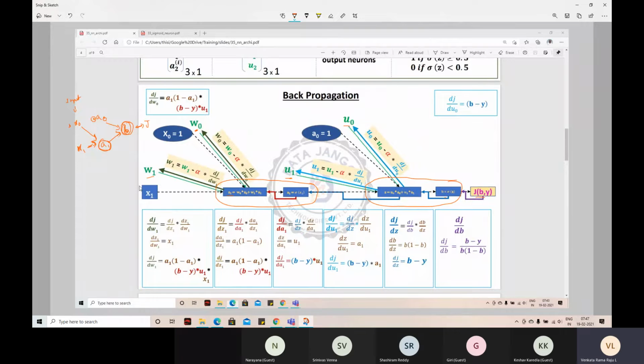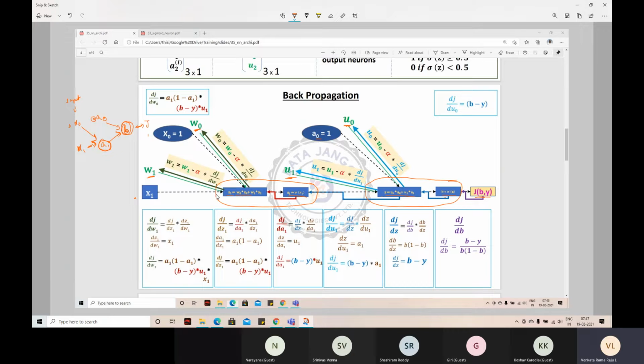Now, in the next iteration, what should I do? In the first iteration, I chose W0, W1, U0 and U1 as random numbers. With W0 and W1 random, and X0 being 1, I'll calculate Z1 and A1. I have A1, and A0 is 1. I substitute these two with the random U0, U1, calculate Z, then substitute that into B and calculate J. That's the first forward propagation.